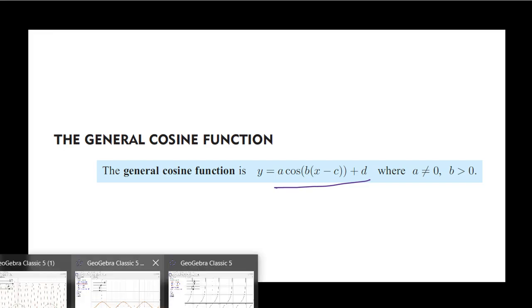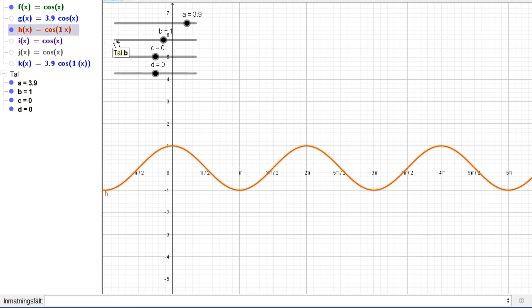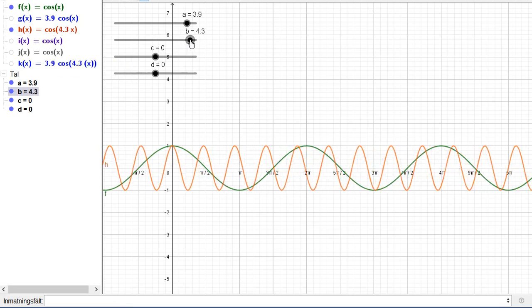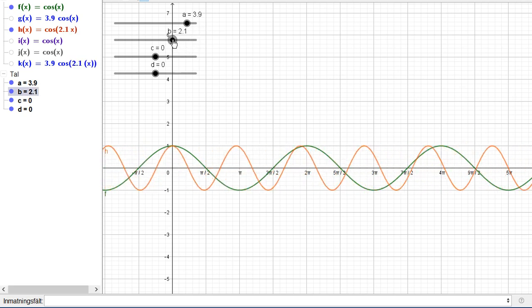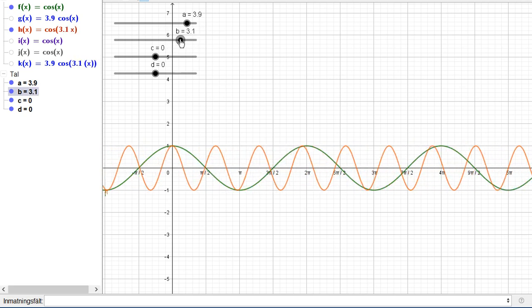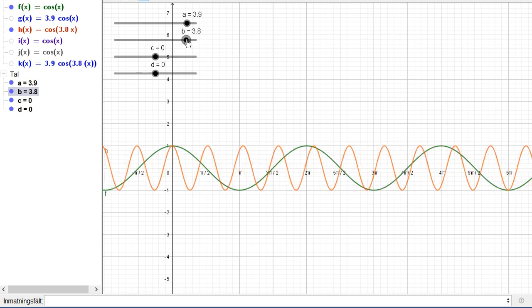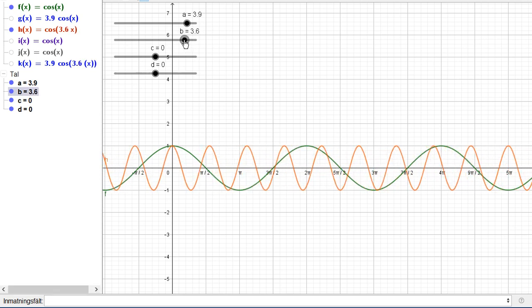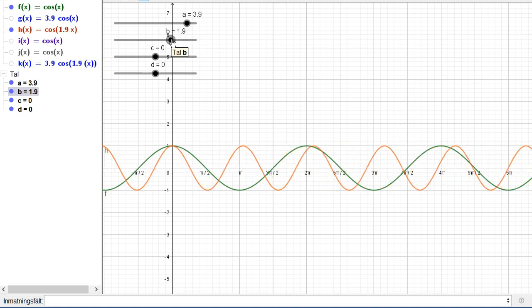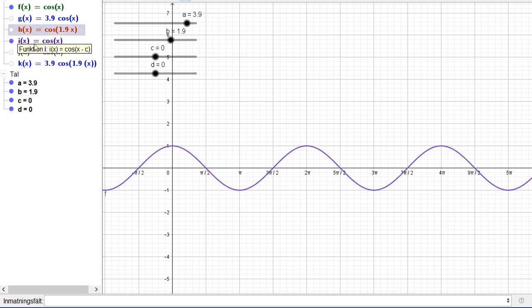If I remove that, then for the B, maybe you've seen here, we have B there. The effect of the B there is the period. It will affect the period, and it's the same as in sine. We have B, 2 pi divided by B is the period. The higher the B, the tighter the period.